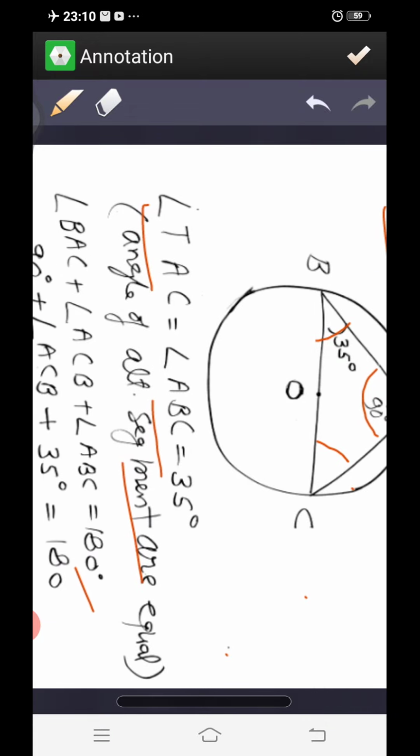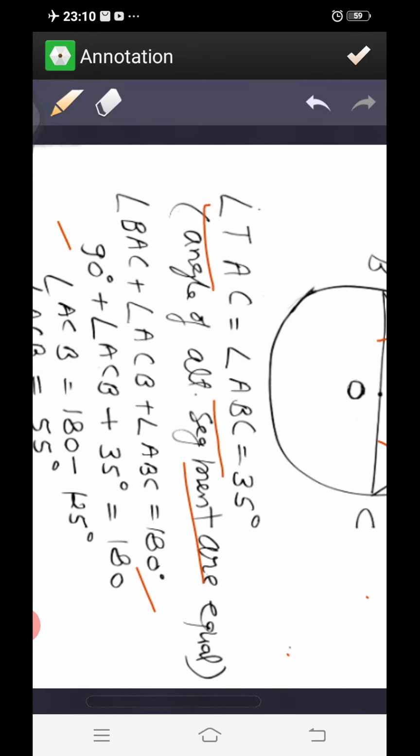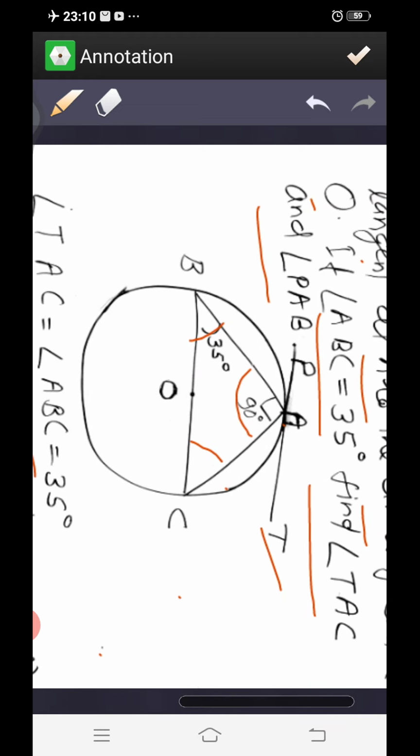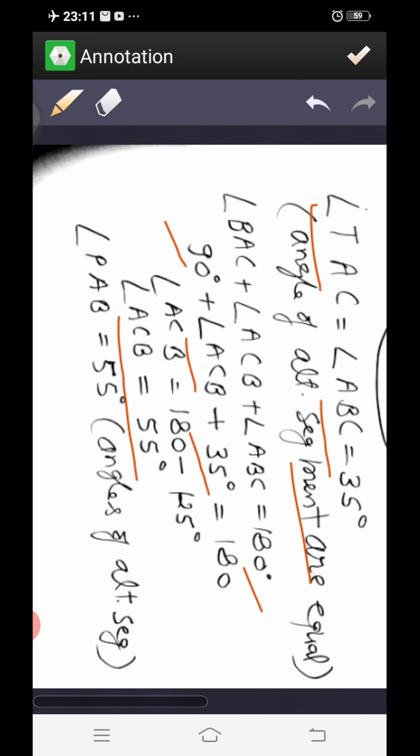So BAC we have 90 degrees, ACB we don't know, plus 35 degrees, that is ABC, given. So angle ACB will be 180 minus 125, angle ACB 55 degrees. We have got angle ACB 55 degrees. Now you see again, this angle we have got 55 degrees. This angle will be equal to angle PAB, which we have to find. So angle PAB equal to 55 degrees, angles of alternate segment.